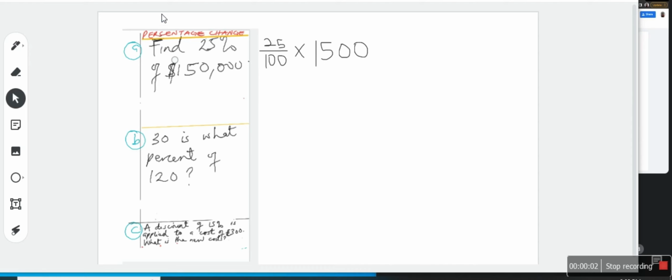All right, that's percentages. First of all, you're asked to find 25% of $150,000, right? So that's 25 over 100, because percent is about 100, times 150,000. The very first one on page 4.